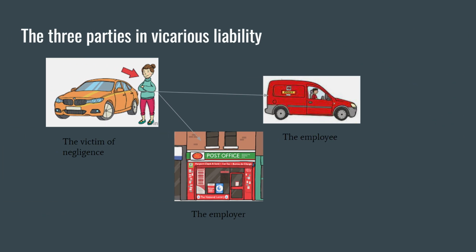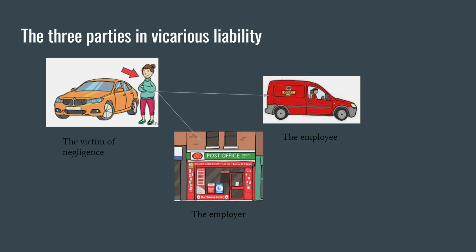So let's have a look at the three parties in vicarious liability. You will always have three. Firstly, the victim of the negligence. So here, let's assume that the victim has been hit, her car's been hit by an employee of the post office, and this postal worker has crashed into her car, and so she is going to be suing that employee.